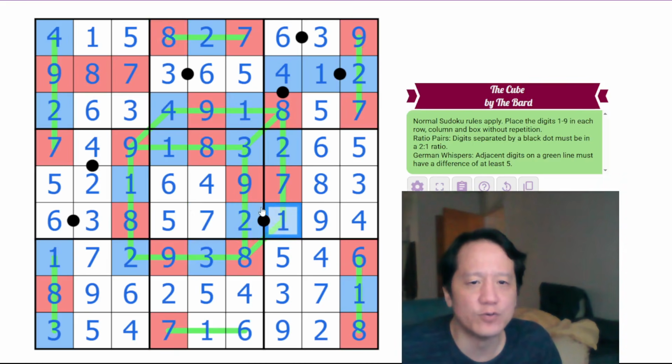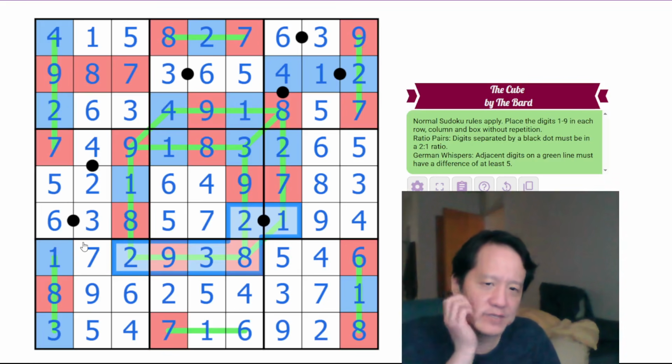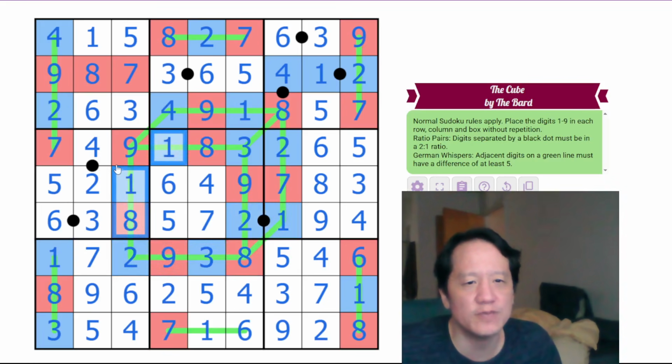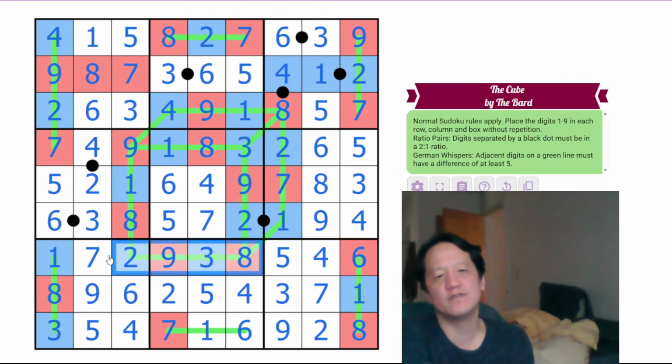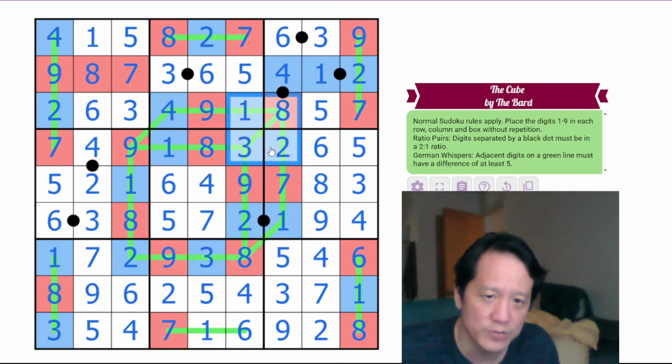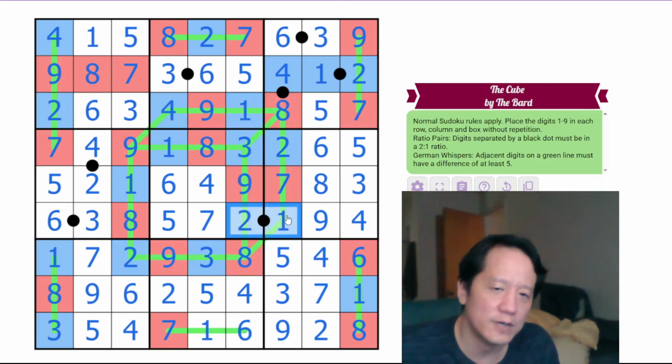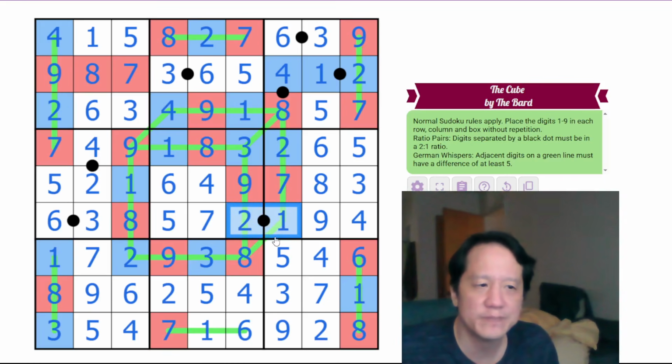Yep, fairly straightforward. Basically using these restrictions, particularly the Whisper 5, but also mainly the black Kropke dots, right? Because that really limits where things can be. And then using the cube to figure out what this could be here, really.